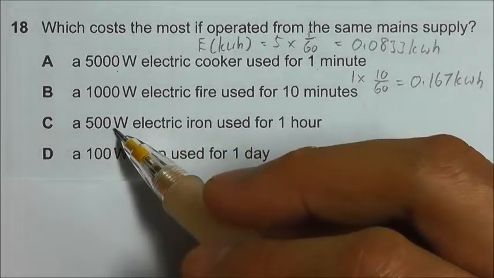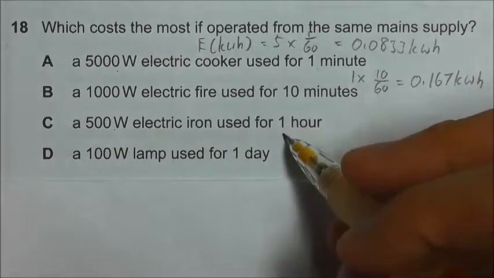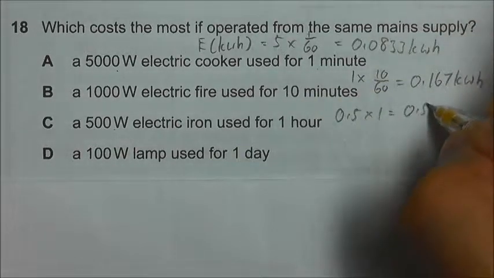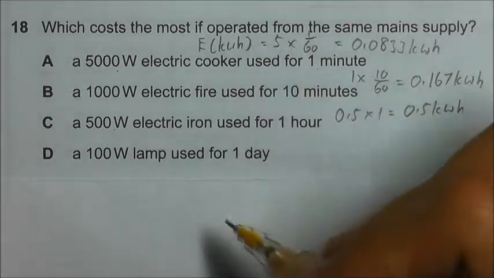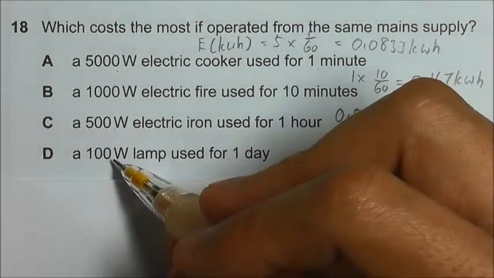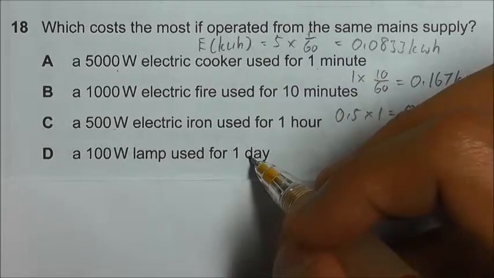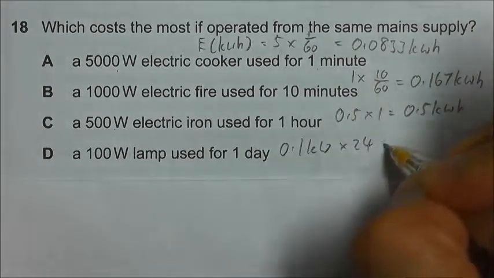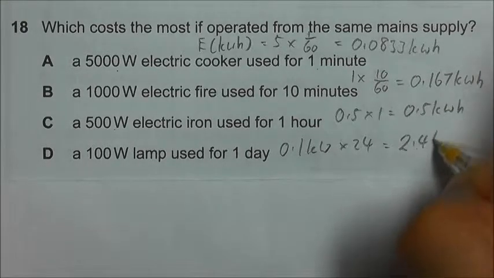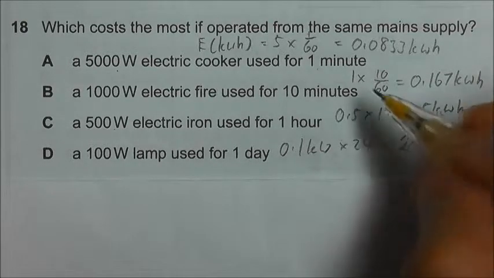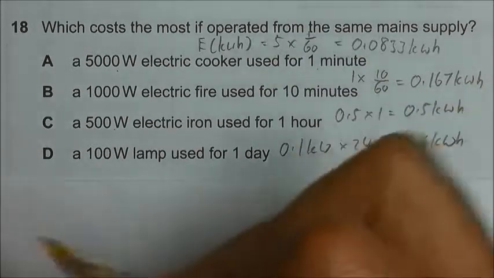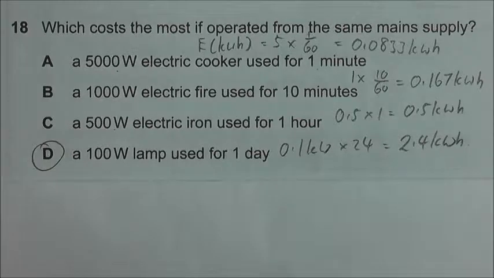Option C, this is 0.5 kilowatt multiplied by 1. That is 0.5 kilowatt hour. And the last one, it will be 0.1 kilowatt times 24 hours. This will give us 2.4 kilowatt hour. So comparing the amount of electrical energy used, option D used the most electrical energy, hence it has the highest cost.